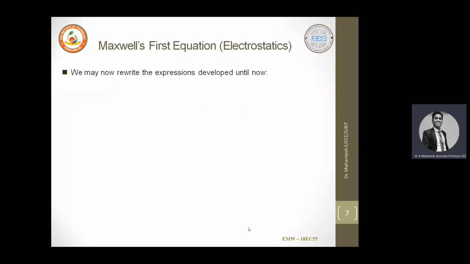We may now rewrite the expressions developed so far from the previous concepts in this video: divergence of D is equal to the surface integral of D·dS over delta V, while the limit delta V tends to 0.